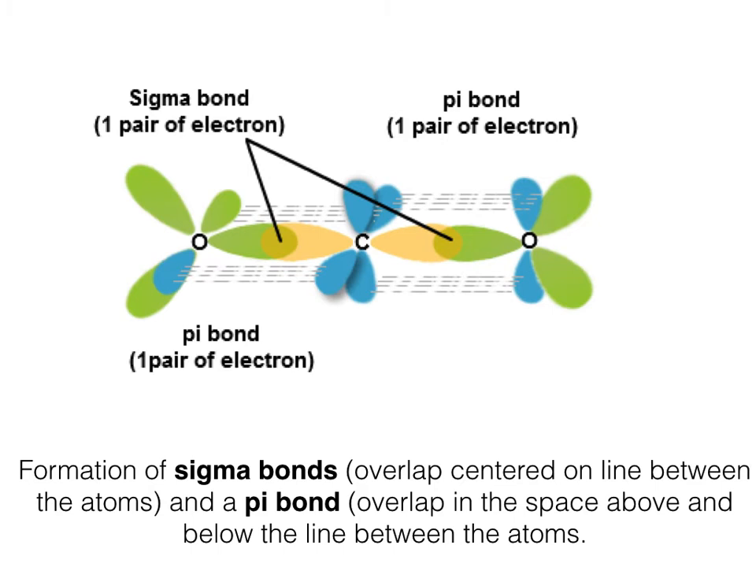But we need that second bond for each of them, and that's where you get the p orbitals being available, and they overlap above and below the plane. Those are called pi bonds. And so again, the double bonds for both carbon-oxygen double bonds are the result of a sigma bond and a pi bond.